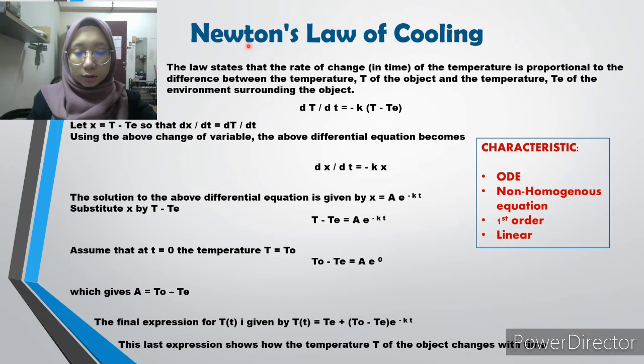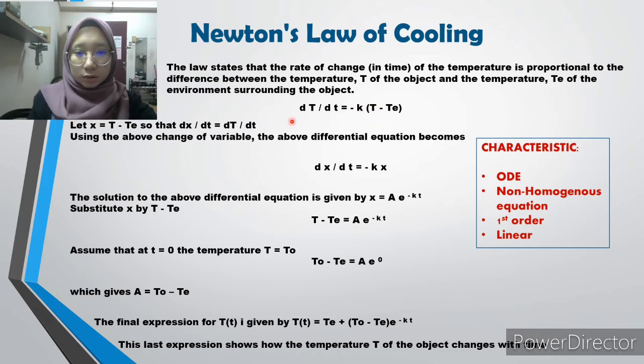Next, for the second equation, which is Newton's law of cooling. The characteristic of this equation is ODE, a non-homogeneous equation, first order, and linear equation. The law states that the rate of change of the temperature is proportional to the difference between the temperature T of the object and the temperature TE of the environment surrounding the object.